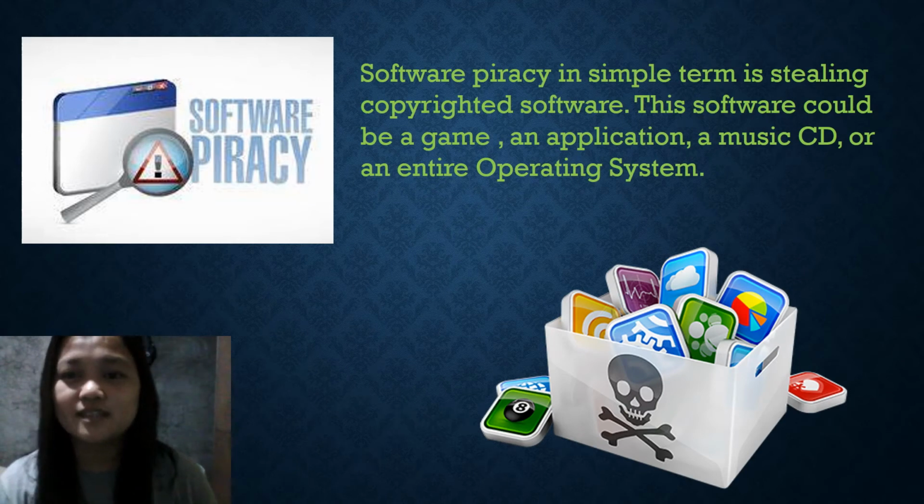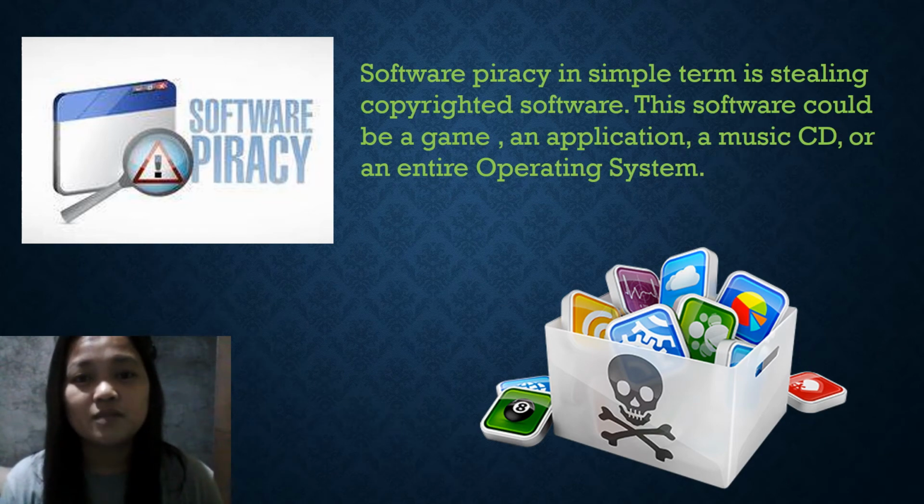Software piracy, in simple terms, is stealing copyright software. This software could be a game, an application, a music CD, or an entire operating system. In comparison to literature, music, and movies, computer software is a new form of intellectual property. However, the same laws govern computer software, and stealing this property is no different from stealing any other form of copyright content, and the punishment for doing so is the same.